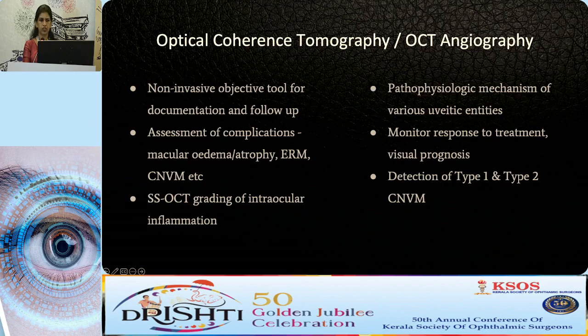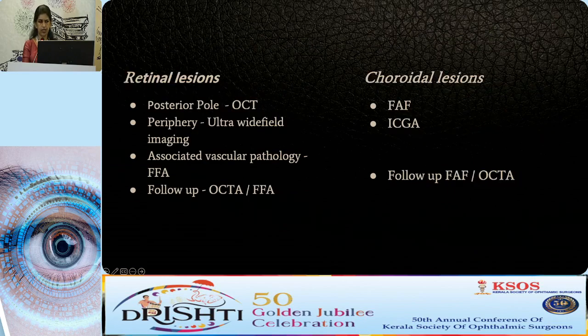Then we have optical coherence tomography and also angiography. It's a non-invasive objective tool for documentation and follow-up response to treatment. You can assess the complications, especially with the OCT: the macular edema, macular atrophy, the epiretinal membrane, and CNVM. And there are also studies which grade intraocular inflammation in the anterior segment with the SS-OCT. Then you have OCT angiography, which helps us to look into detail of pathophysiologic mechanisms of various uveitic entities and monitor response to treatment. It is also very sensitive to diagnose type 1 and type 2 CNVM.